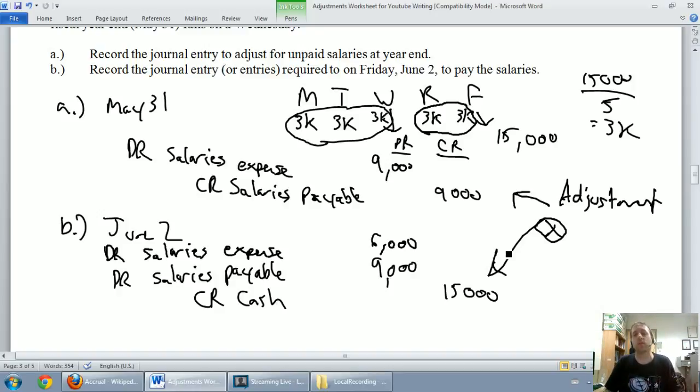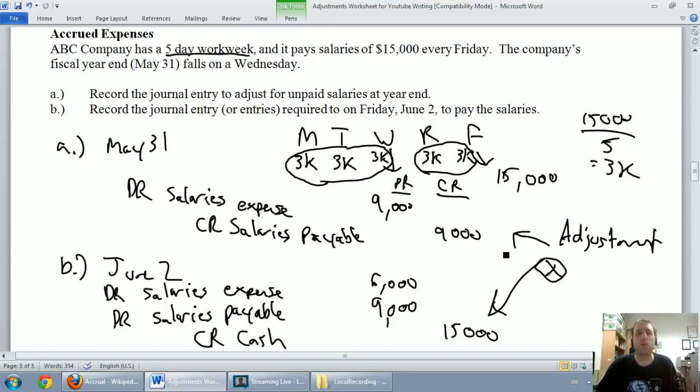That's it for accrued expenses. Again, maybe my weak definition is think of an expense that's built up that hasn't been paid. So in this case, our salaries have built up to Wednesday. We owe our employees $9,000, debit salaries expense, credit salaries payable. Then we went ahead and paid them on our second part of our entry. That's it for this one. Stay tuned for accrued revenues.